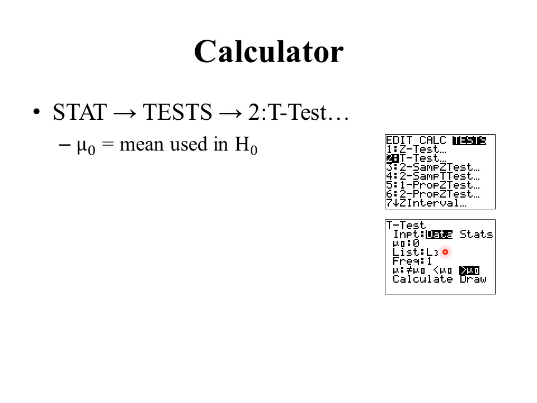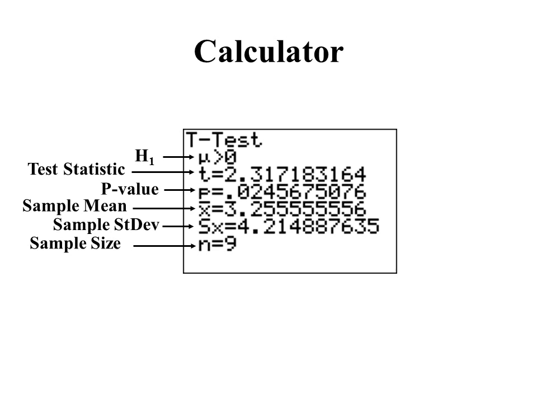And the next thing we enter is the list containing our raw data. Our raw differences are in L3, so we're going to select L3. Frequency is always the default 1. Next, we enter the form of our alternative hypothesis. And our alternative hypothesis was that mu is greater than 0, so we're going to choose this last option. And then choose either calculate or draw. Let's select calculate and press enter. And we should get a window that looks like this.